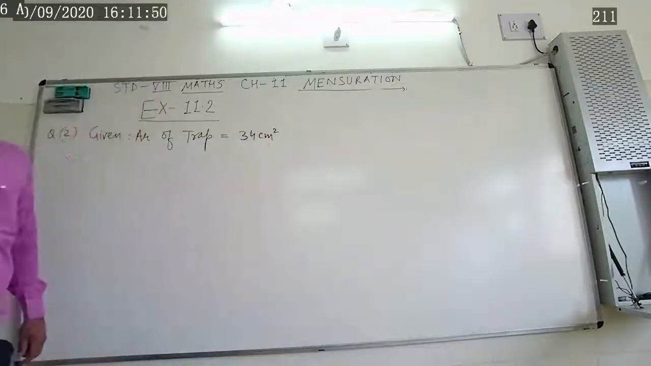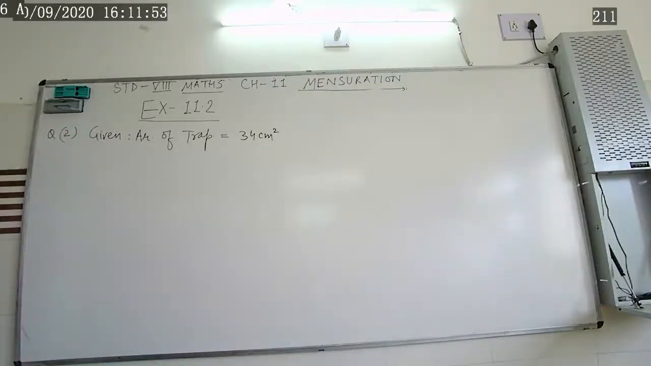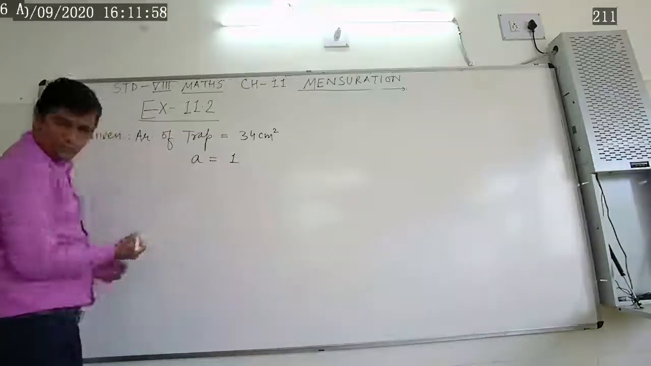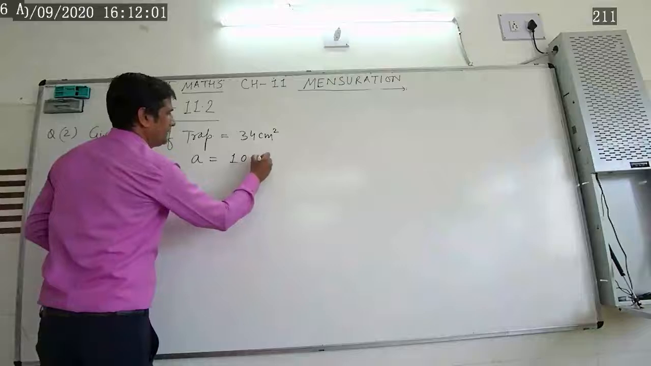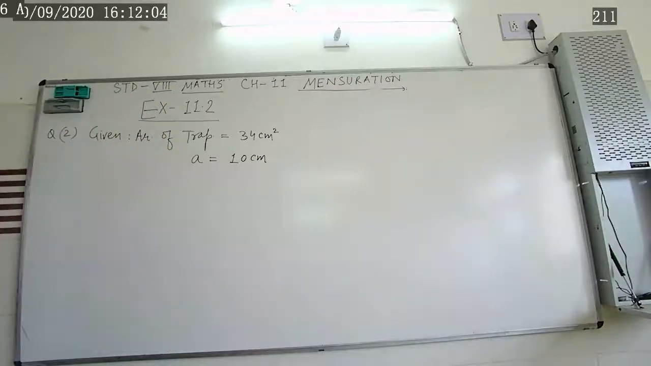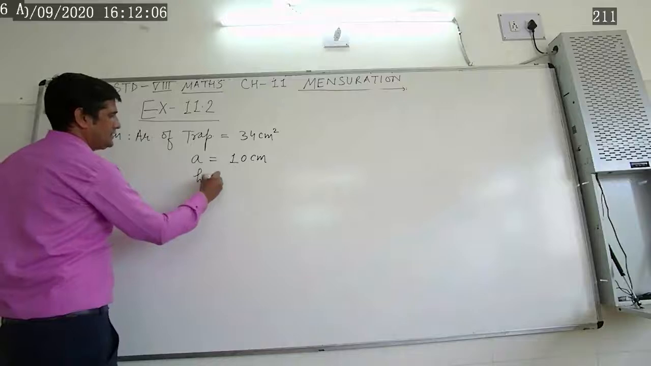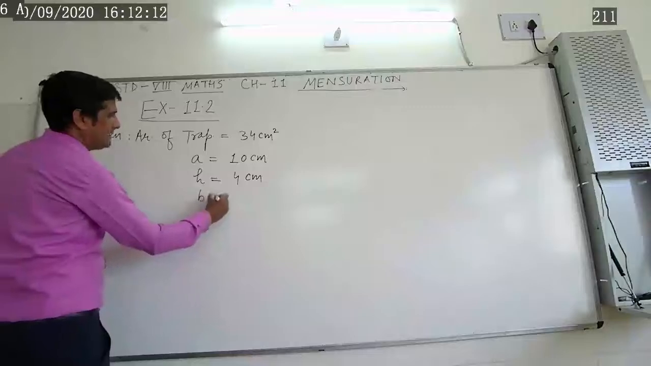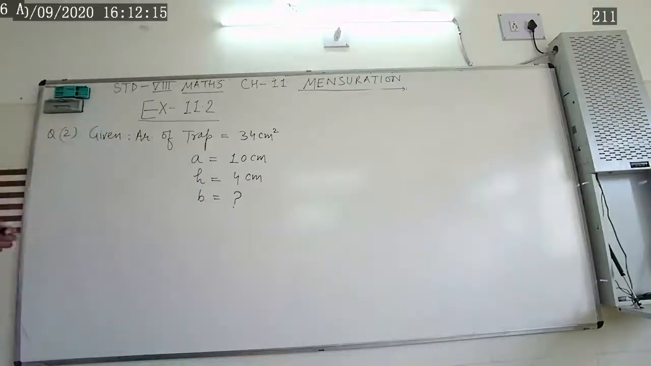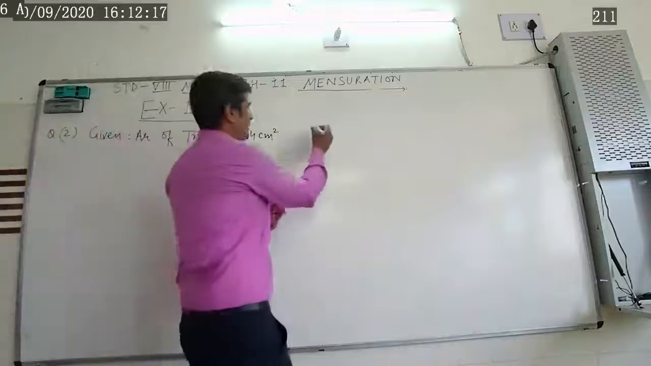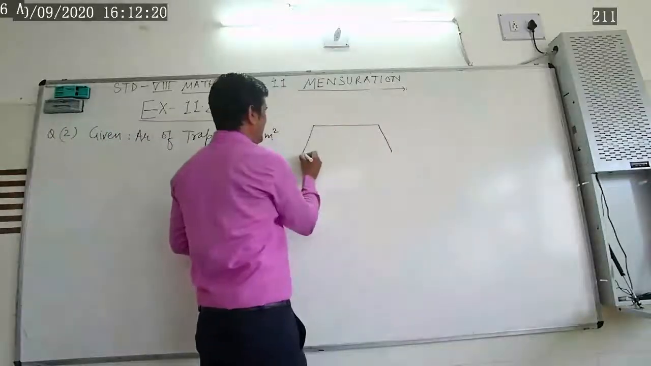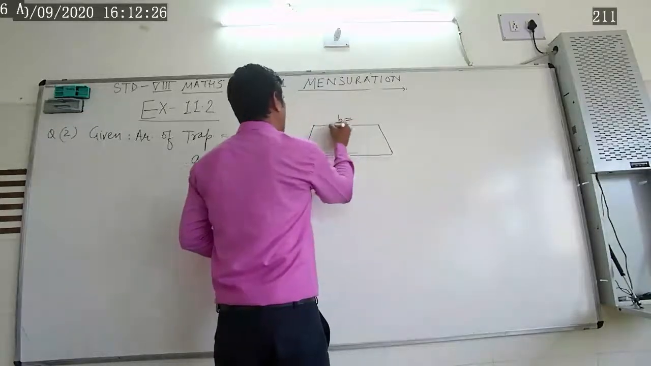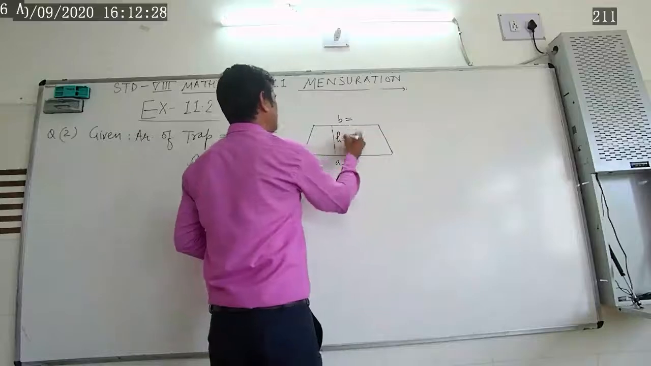This is given in the book. And the parallel side A is given equal to 10 centimeter, and H is equal to 4 centimeter, and side B is not given. We have to use the formula according to this way. We can see what the dimensions are given. This is called A, this is called B, and this is known as H value.